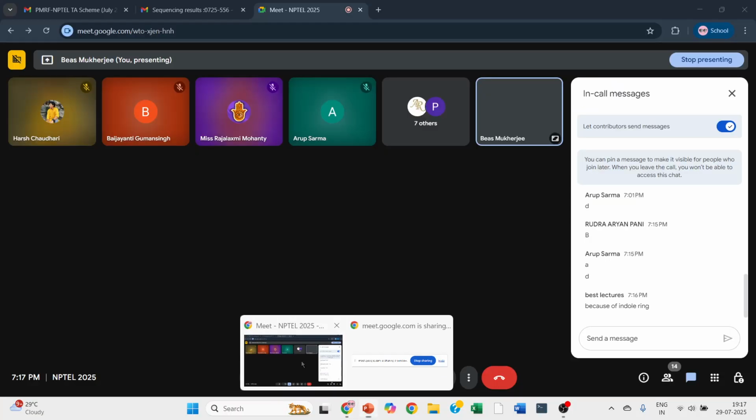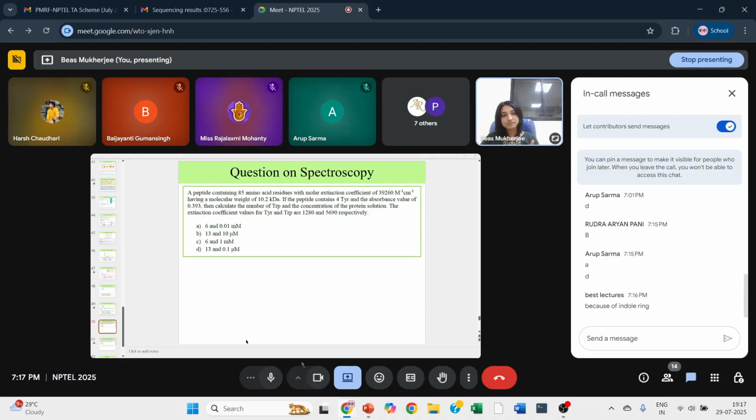Right. So now we go to another question. So these are the questions that you should be prepared with. Okay, you should be prepared for these kinds of questions. This is a NAT, numerical answer type, which is very common in GATE exams, and even in CSIR they can ask you numerical questions. So you should be prepared for this. A peptide containing 85 amino acid residues with molar extinction coefficient is given, having a molecular weight of 10.2 kD. If the peptide contains 4 tyrosine with this absorbance value, then calculate the number of tryptophan and the concentration of the protein solution. Extinction coefficients for tyrosine and tryptophan are this and this respectively.